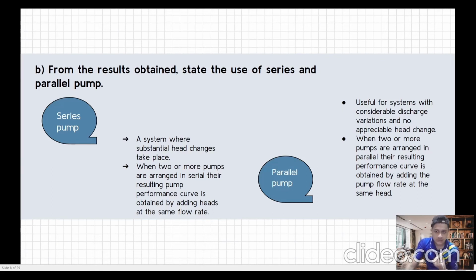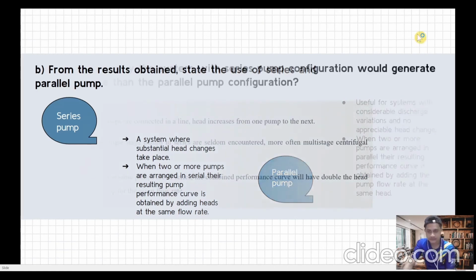For question B, from the results obtained, state the use of series and parallel pumps. For series, pumps are used in series in a system where substantial head change takes place without any appreciable difference in discharge. When two or more pumps are arranged in series, their resulting pump performance curve is obtained by adding heads at the same flow rate. Parallel pumps are useful for systems with considerable discharge variations and with no appreciable head change. When two or more pumps are arranged in parallel, their resulting performance curve is obtained by adding the pumps' flow rates at the same head.